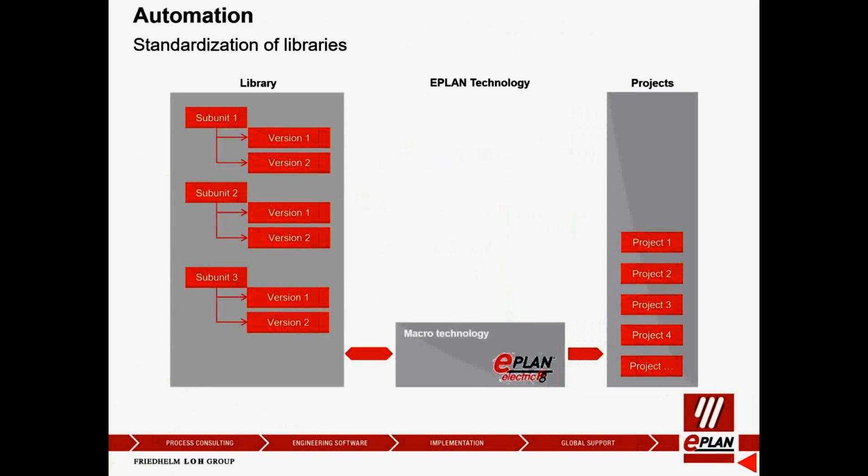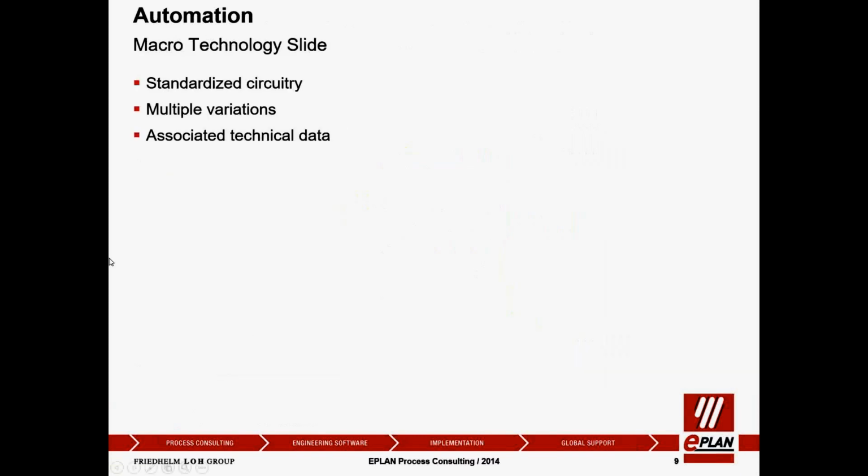What we're doing right now is inserting blocks. In EPLAN, you're inserting macros to create project 1, 2, and 3, and so on and so forth. So basically, what we're achieving here is a little bit like the Lego block analogy, where we're grabbing certain blocks and creating our end result. So the macro technology permits you to have standardized circuitry, multiple variations of that circuitry, and also associated technical data.